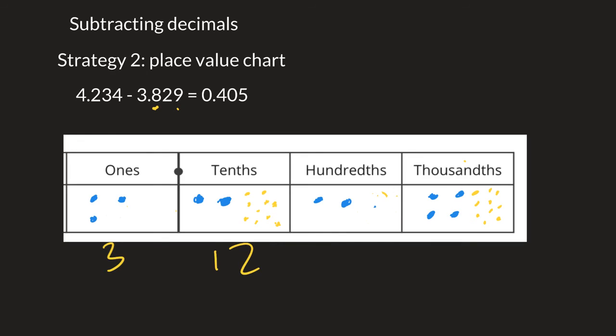Bam, bam, bam, bam, bam. My erasing job right there. Okay, so now how many do we have? We added 10 to the thousandths plus 4, so we have 14, and we have 2.